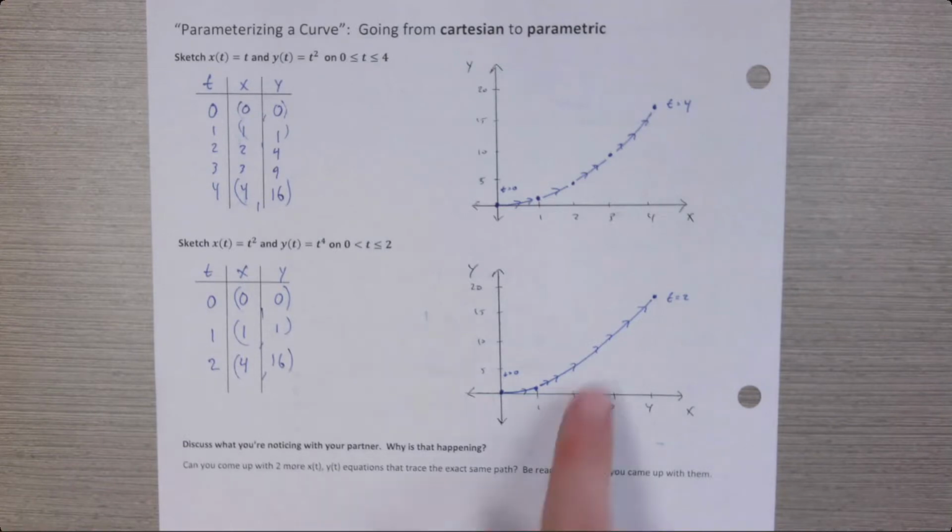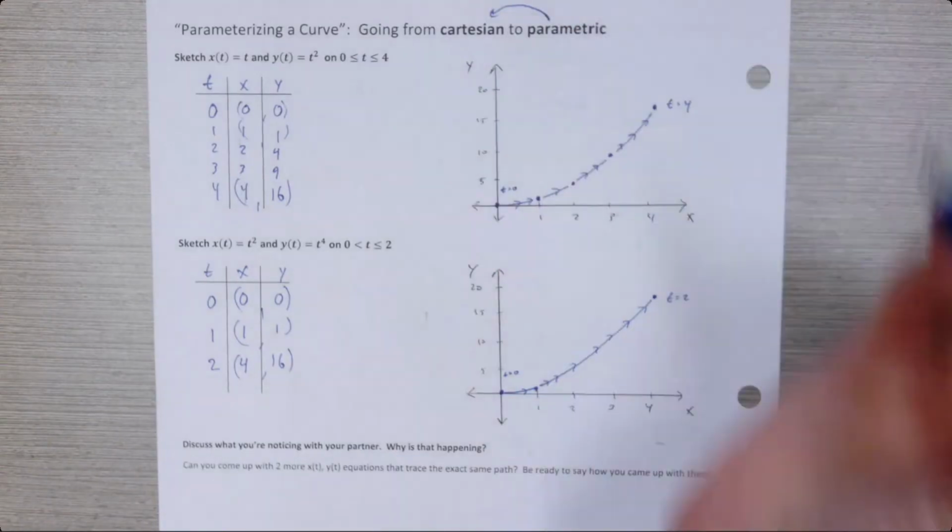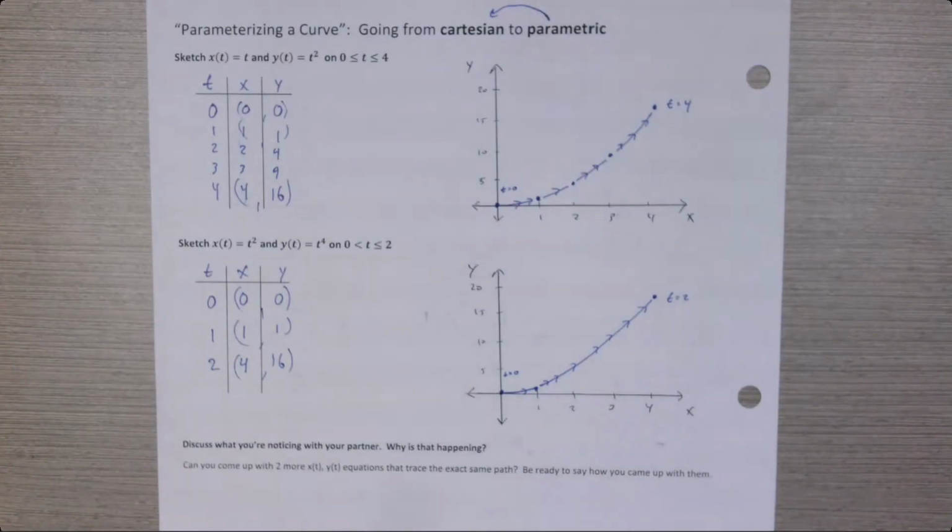So how could we decide if these were really the same curve? One thing that you might try is going from parametric to a Cartesian. So why don't you practice that one time here and here, just to check. I will pause the video.